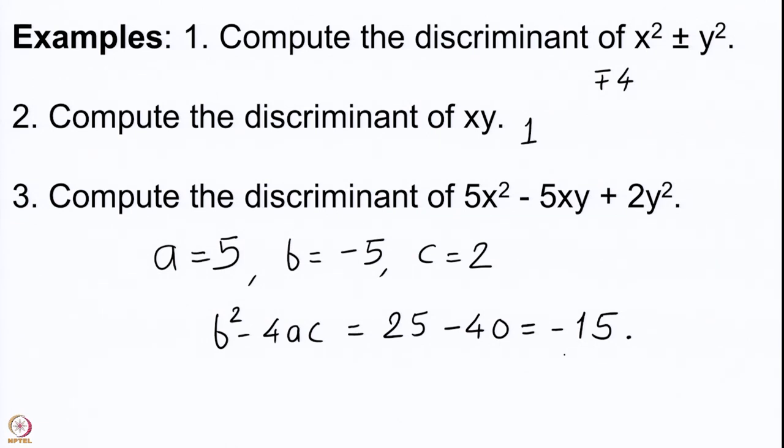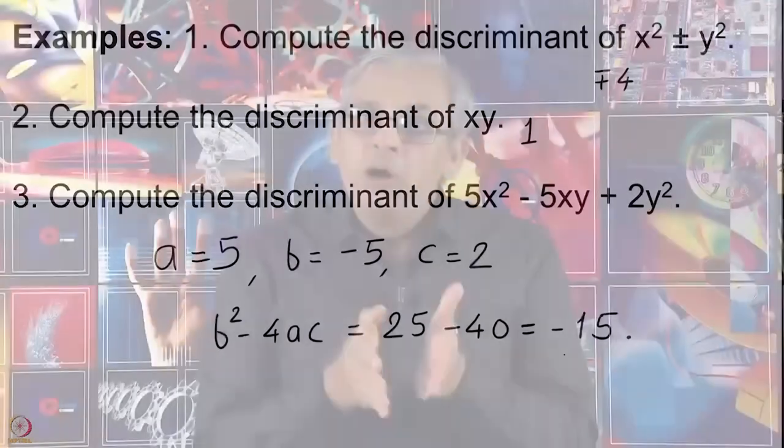I would like to tell you one more thing. The form in the second example, which is xy, has the property that its value set is the whole set of integers. Because we can take x to be the integer 1 and then we can vary y over the whole set of integers. So, the value set for the form xy is the set Z.